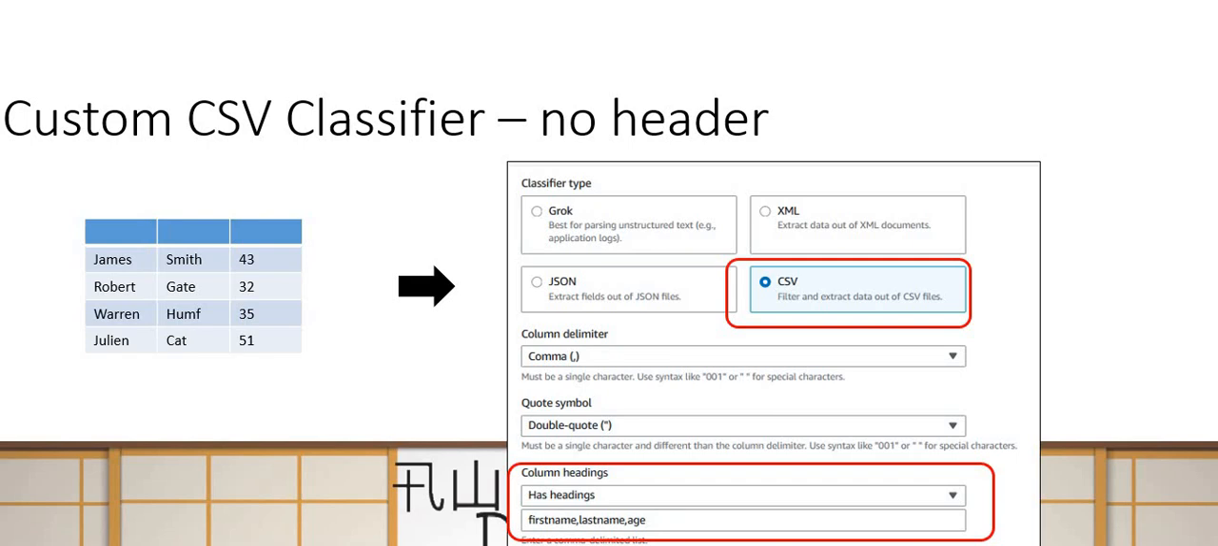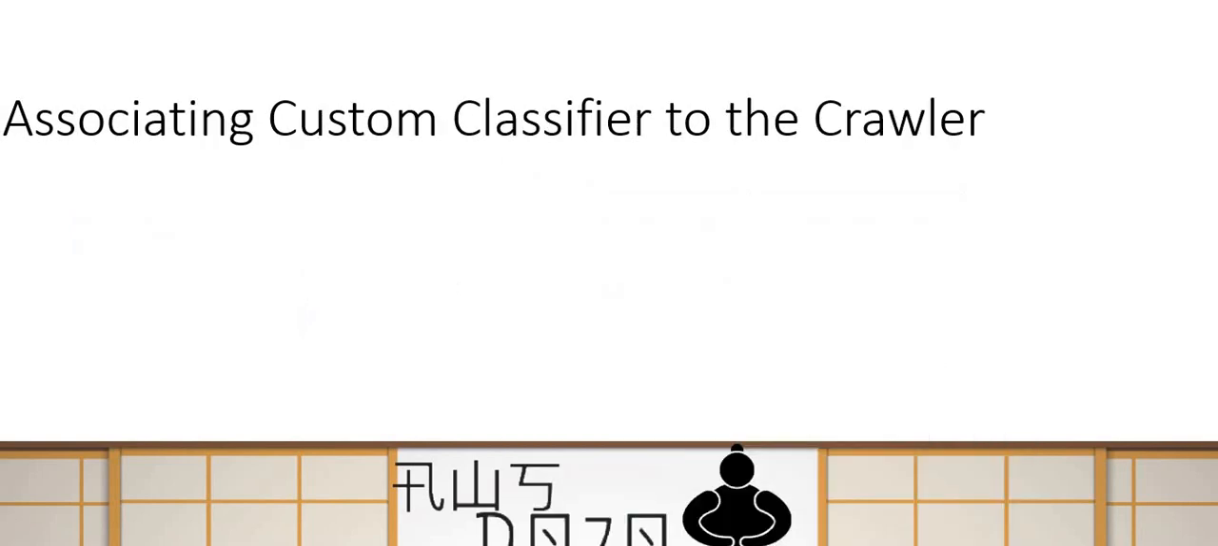Because that's the best way to classify a CSV file. But if by any chance you don't have control over the data and you still want to generate meaningful column names, then I suggest you go for this method, where you can provide the header names in your custom classifier file. Okay.